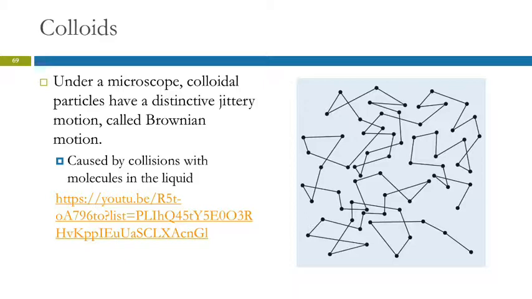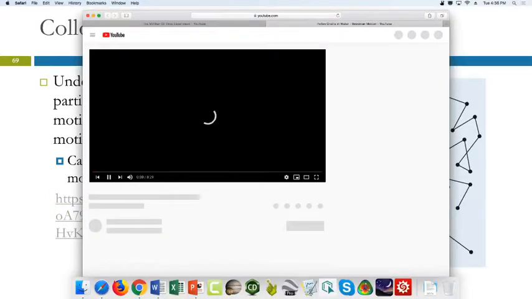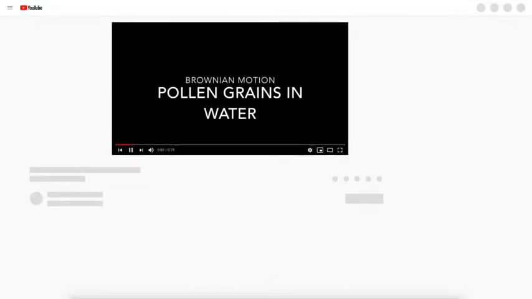If we look at colloidal particles under a microscope, they have a distinctive jittery motion, and that's called Brownian motion. It's caused by collisions of the dispersed particles with molecules in the liquid. So I've got this video. It's not very long.